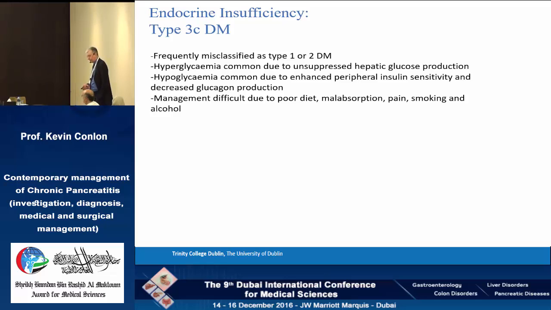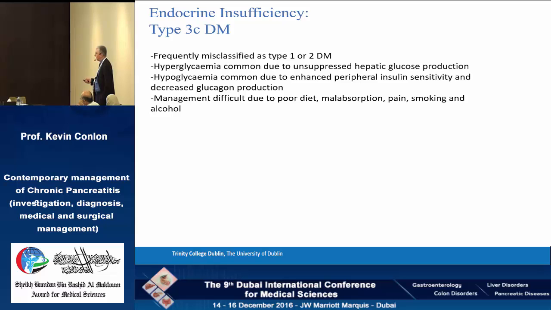I think if I asked my own medical student class to classify diabetes, they would tell me that diabetes is type 1, which is insulin dependent, or juvenile diabetes, and type 2, which we see an awful lot of because of the obesity crisis in the Western world, and particularly in Ireland, and they'd stop. And I'd say, what about type 3C? And I'd get this blank look. And what we have seen is that there is a third type of diabetes. It is this pancreaticogenic diabetes.